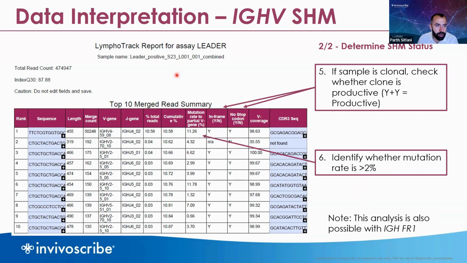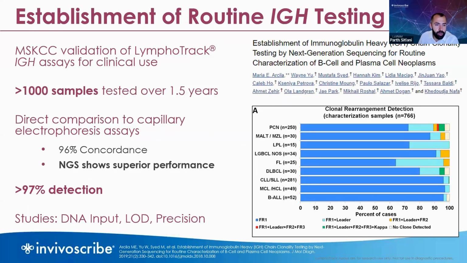This analysis here in this example is done with the leader assay, but it can also be done with IGH framework 1. Now, just to share a publication with you, this is the major publication from the Memorial Sloan Kettering Cancer Center in New York City. They tested over 1,000 samples over 1.5 years, and showed the results for their characterization samples as well as their validation sample set. And they compared all of their results to capillary electrophoresis.